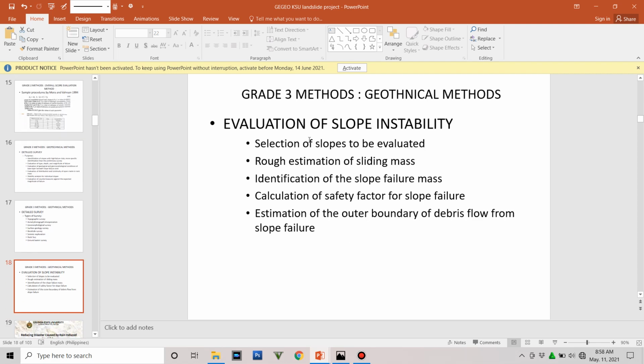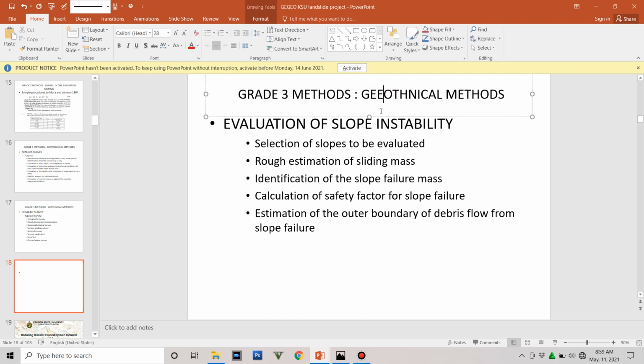So from that, we can now evaluate the slope instability if we have the relevant data from the field. Of course, the factor of safety shall be calculated, and the estimation of the outer boundary of the debris flow from slope failures. And if we have that, we have the grade 3 method, or what we call the geotechnical methods.